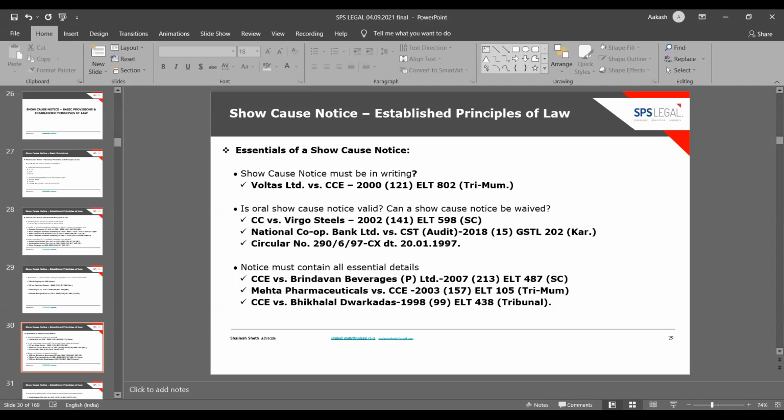One need not assume, presume, or get into the shoes of the revenue officer as to what he might have probably thought of. And these similar views have been expressed by the Tribunal Mumbai in Mehta Pharmaceuticals and Vikhalal Dwarkadas. Friends, these are all the fundamental principles of law which are equally good for the GST regime also.